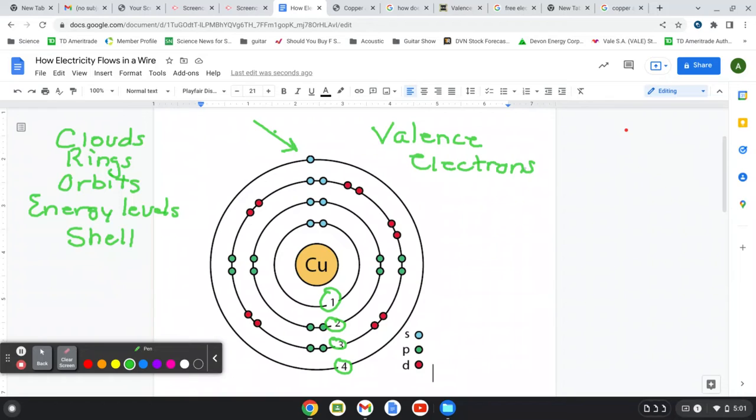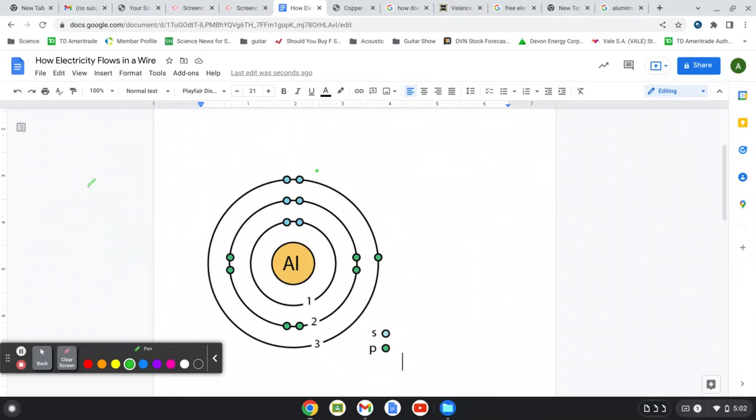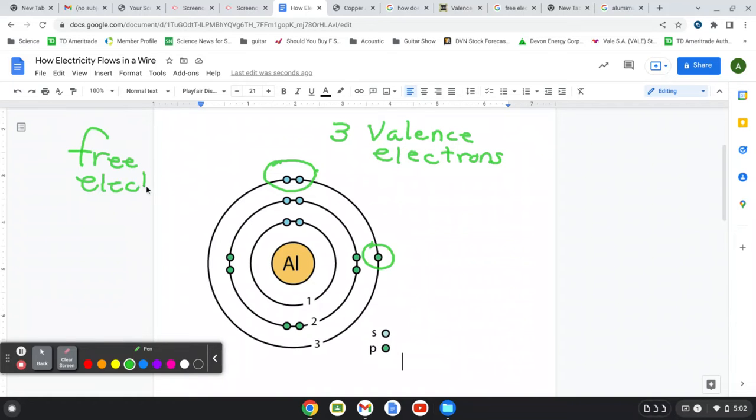It doesn't depend on how many there are. There could be many of them. So copper has 1 valence electron. Notice this is aluminum, aluminium. You have two here, one there, so they have three. Aluminum has three valence electrons. Now, the valence electrons don't determine how good of a conductor it is. That is free electrons, and to be simplified, I'm talking about free electrons now.